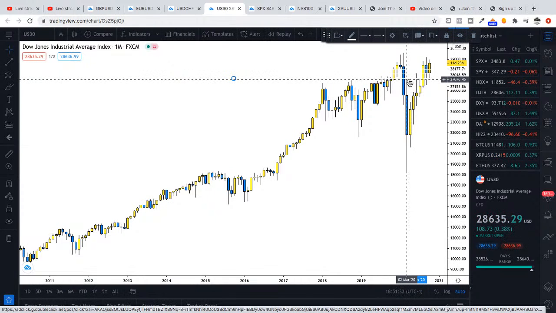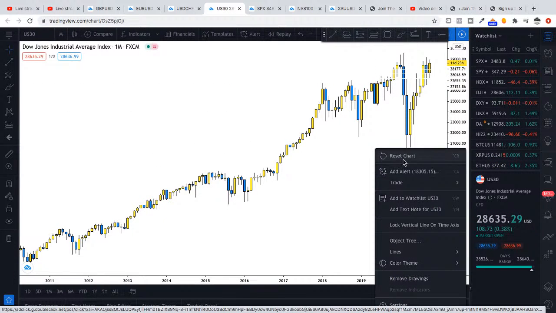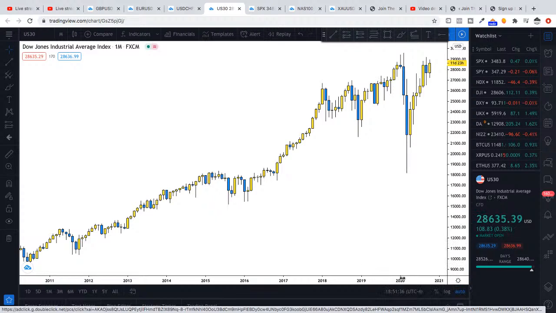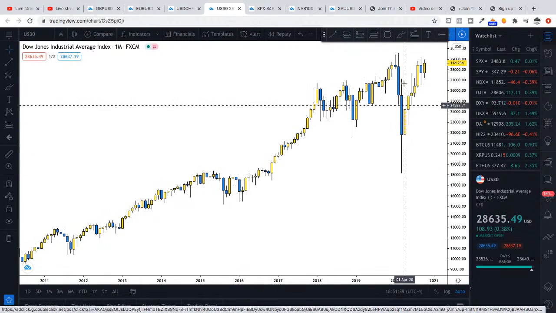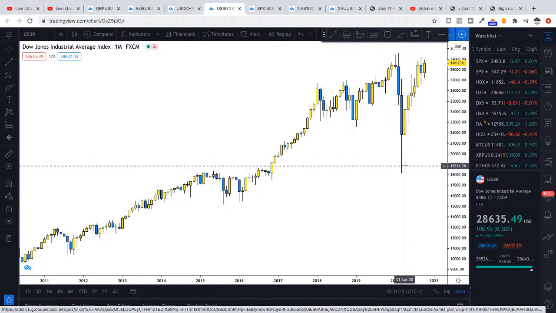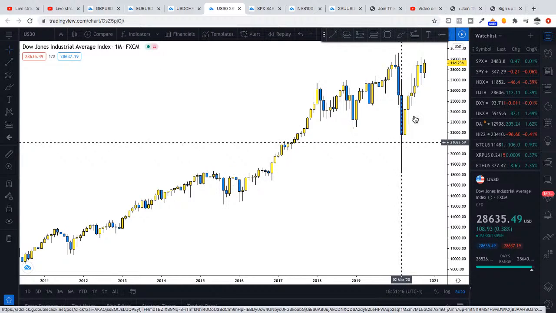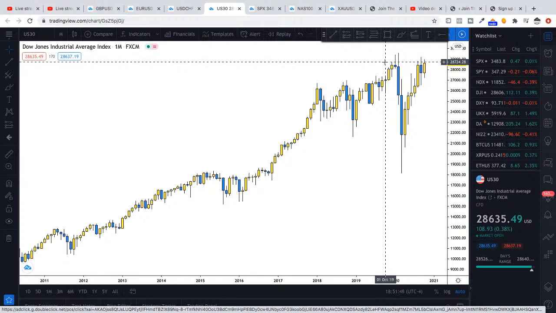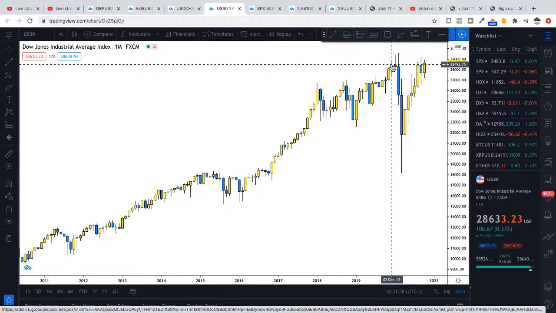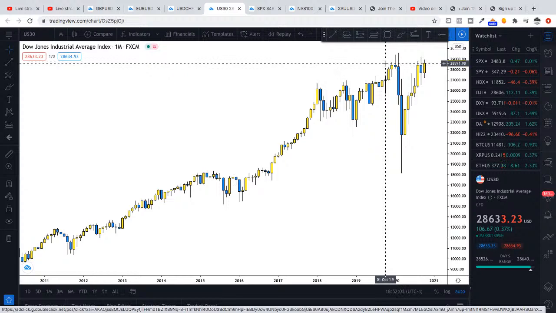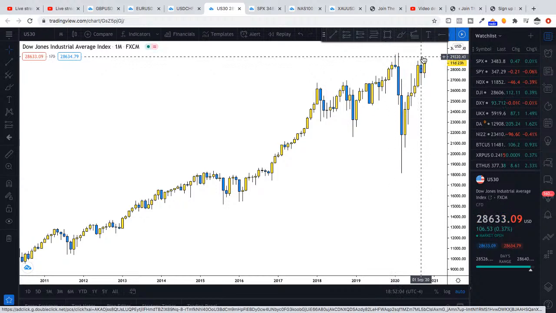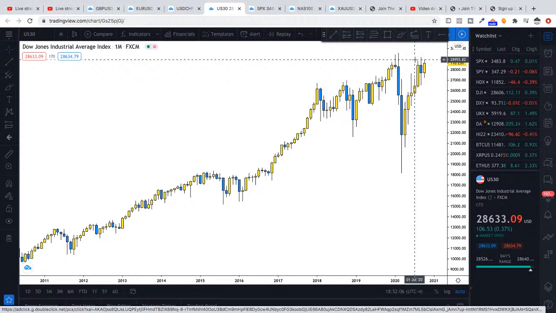Okay, let me just remove all this stuff off the chart. Remove drawings. Okay, so here we got the coronavirus drop in March. Okay, making our way back up, and as you can see, we've just arrived back at the top where it rejected off for the coronavirus pandemic crisis. So we're back here again. It came here, it attempted to make new highs and rejected. It never got to make those new highs.